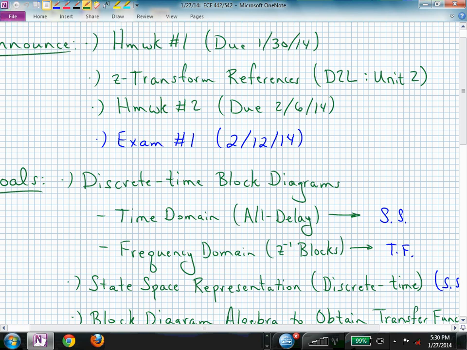Just as a reminder, a couple of weeks from Wednesday is your first exam. I think that's Wednesday, the 12th of February. Just to keep you thinking and keeping you ready for what's coming, we'll have one more homework assignment, and that one will be due a week from Thursday. Your first homework assignment is due this Thursday. And that means that we'll be covering the material we're covering now and some Z transforms for the first exam. That's where we're headed, or that's the idea.